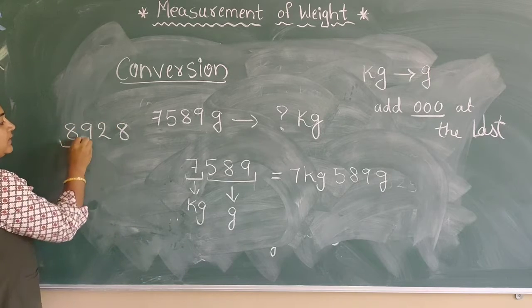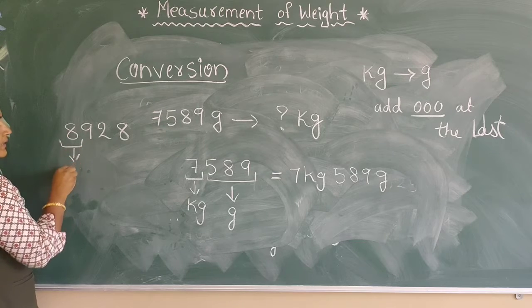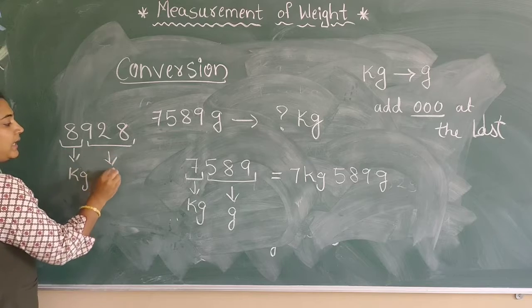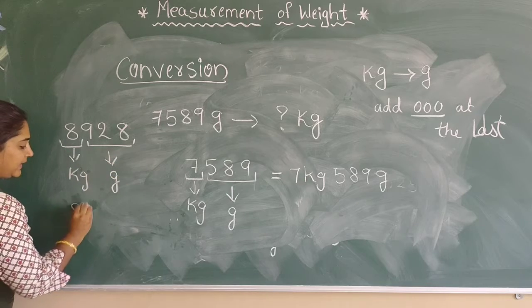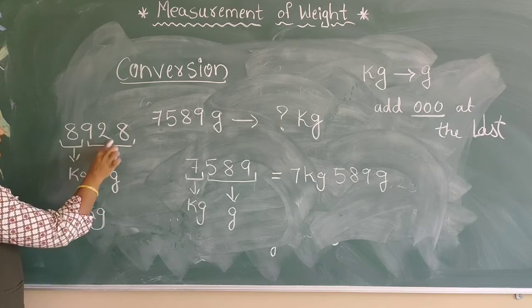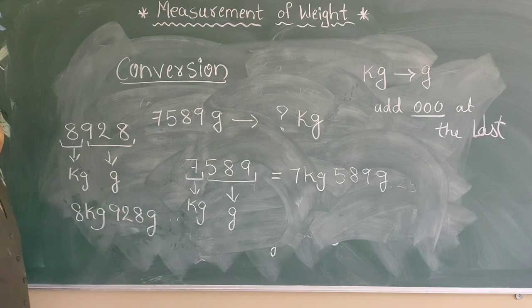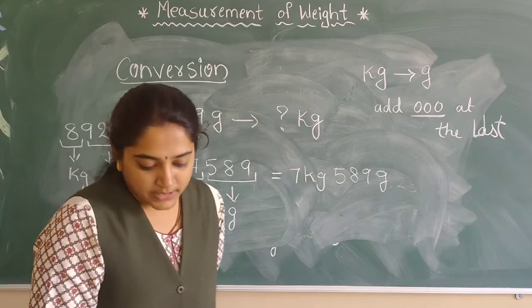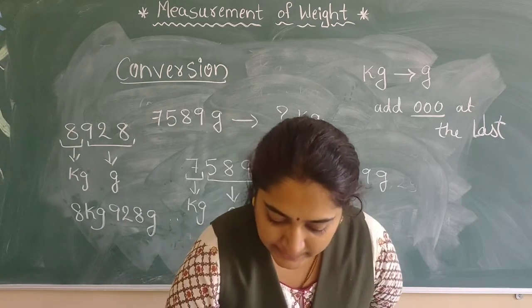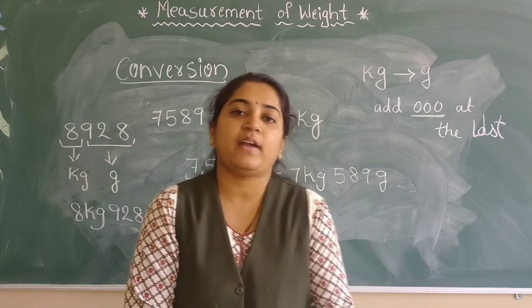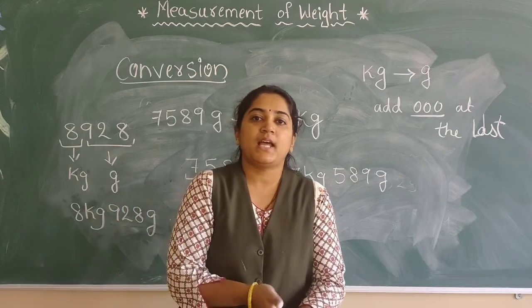One more I will show you over here. 8928. The first number is kg. The other 3 numbers are gram. So 8 kg 928 gram. Understood? Okay. Try to solve skill drill 9.6, page number 125. I will send you the key answers afterwards.